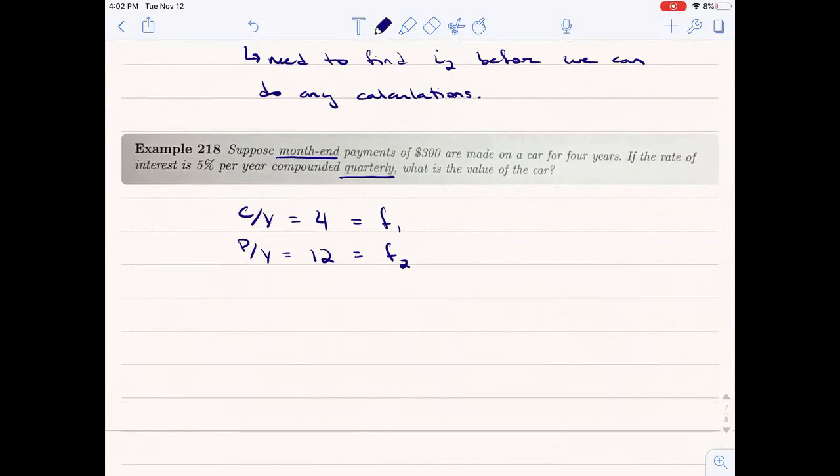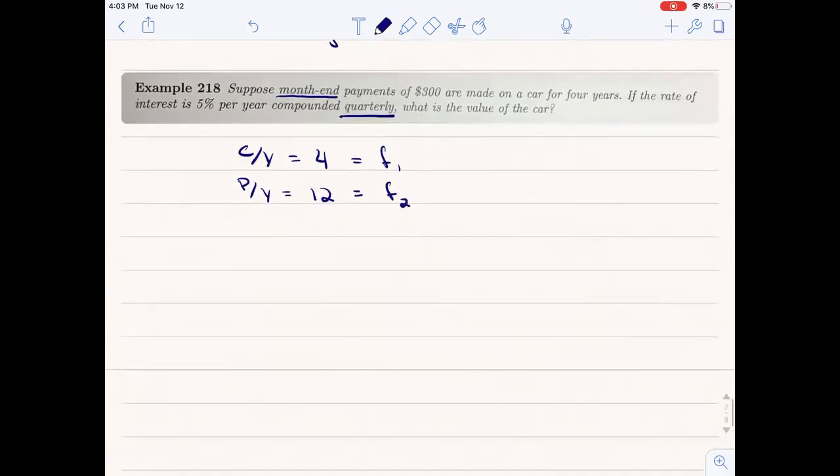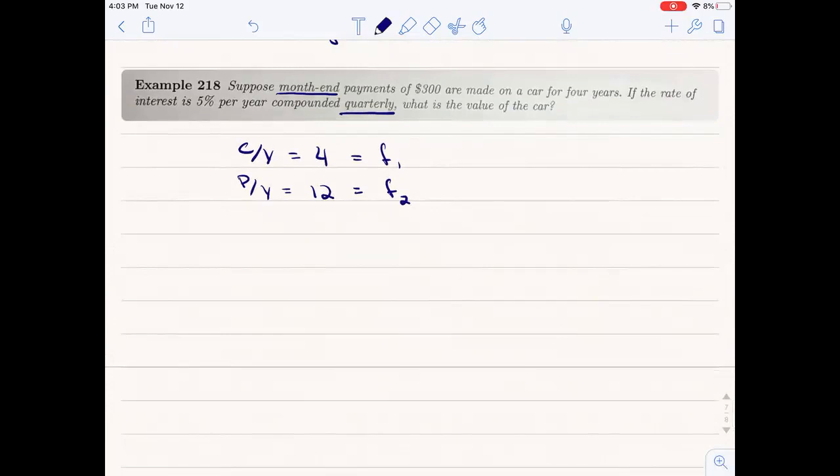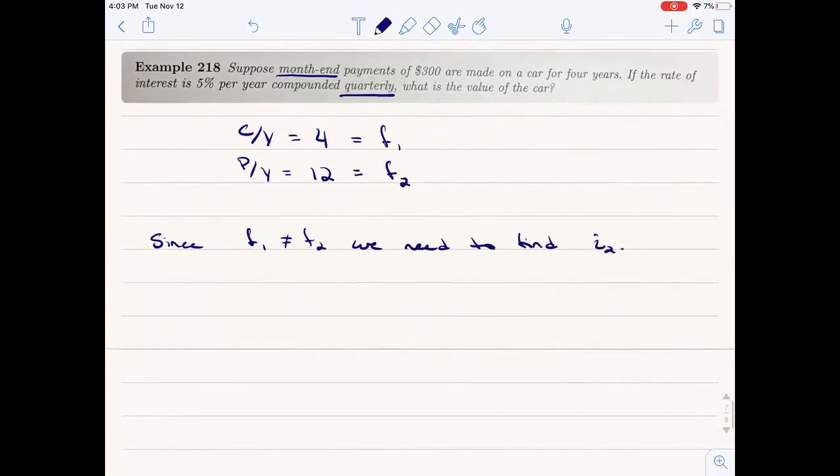If it helps, I do them in alphabetical order, right? Compoundings per year, payments per year, and that might help you remember that F1 and F2 belong to compoundings and the payments, in case it's not obvious. Since F1 is not equal to F2, we need to find I2.